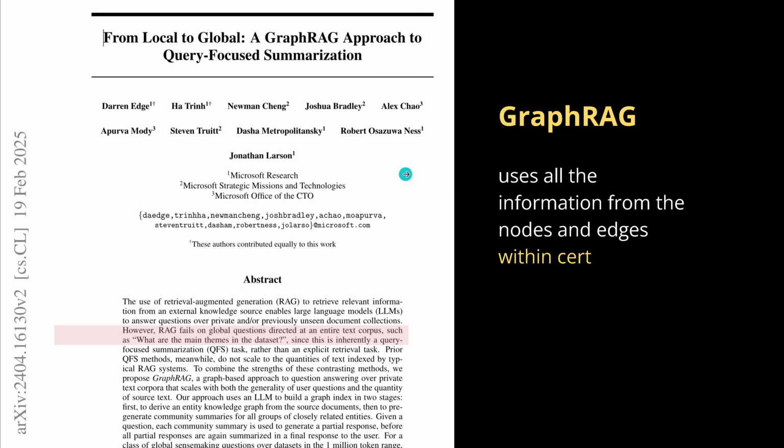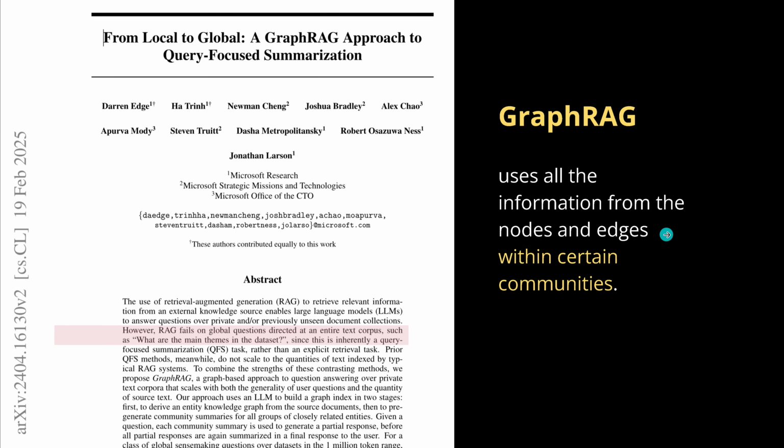And of course, if you're new to GraphRAG, what is the most important paper? February 19, 2025, version 2 here: GraphRAG, an approach from query-focused summarization. The authors tell us that RAG fails on global questions that are directed at the entire text corpus, such as, what are the main themes in this dataset? RAG cannot tell you this, so therefore they developed GraphRAG.